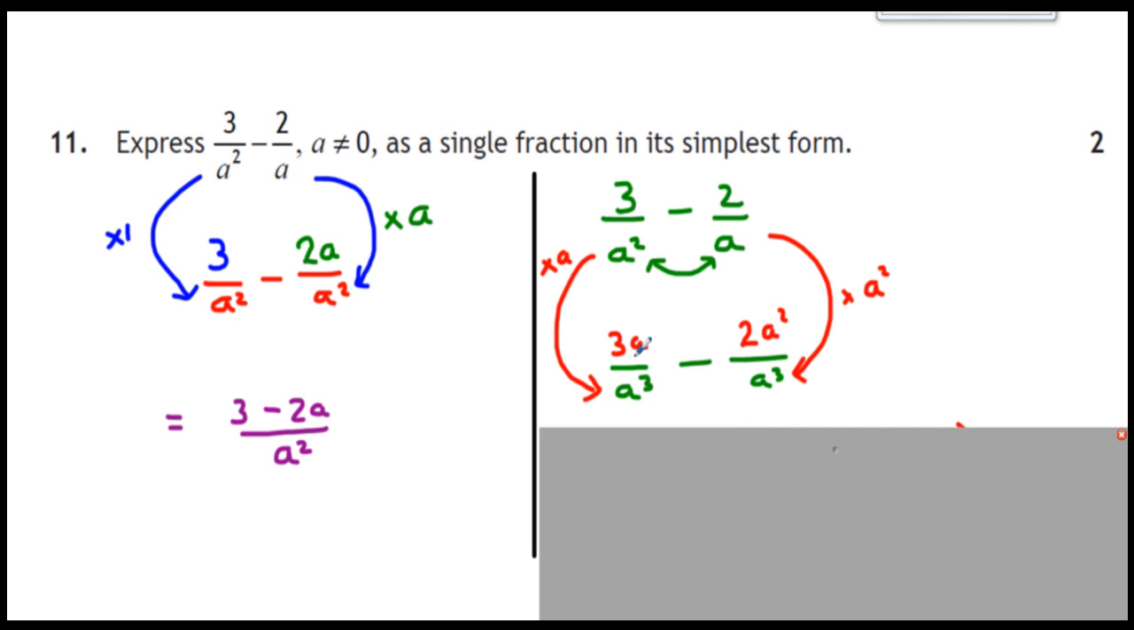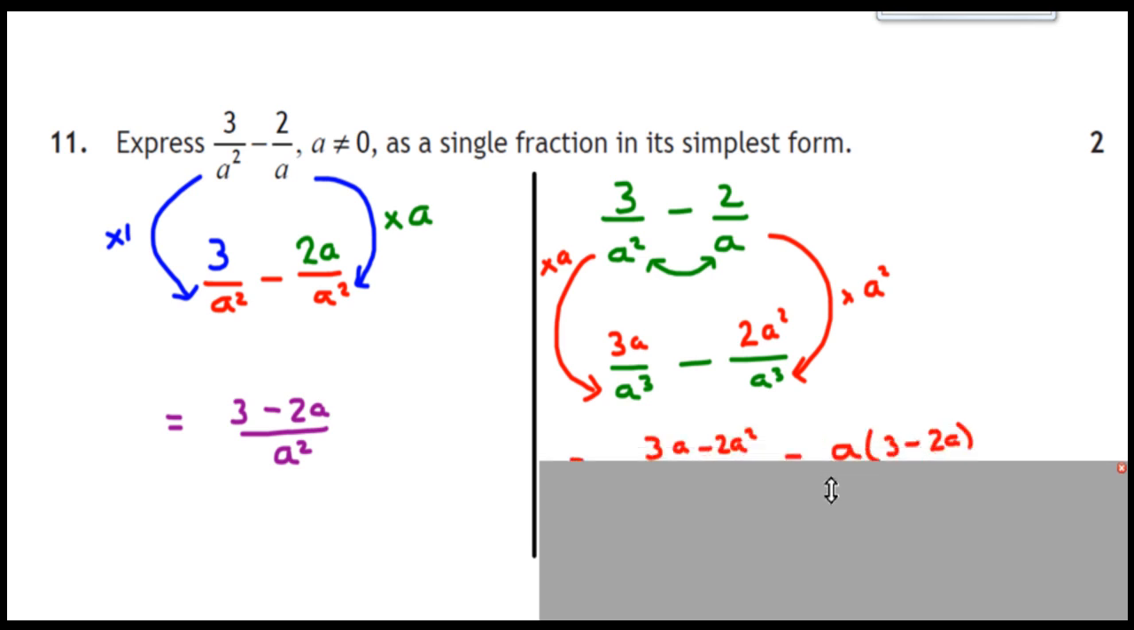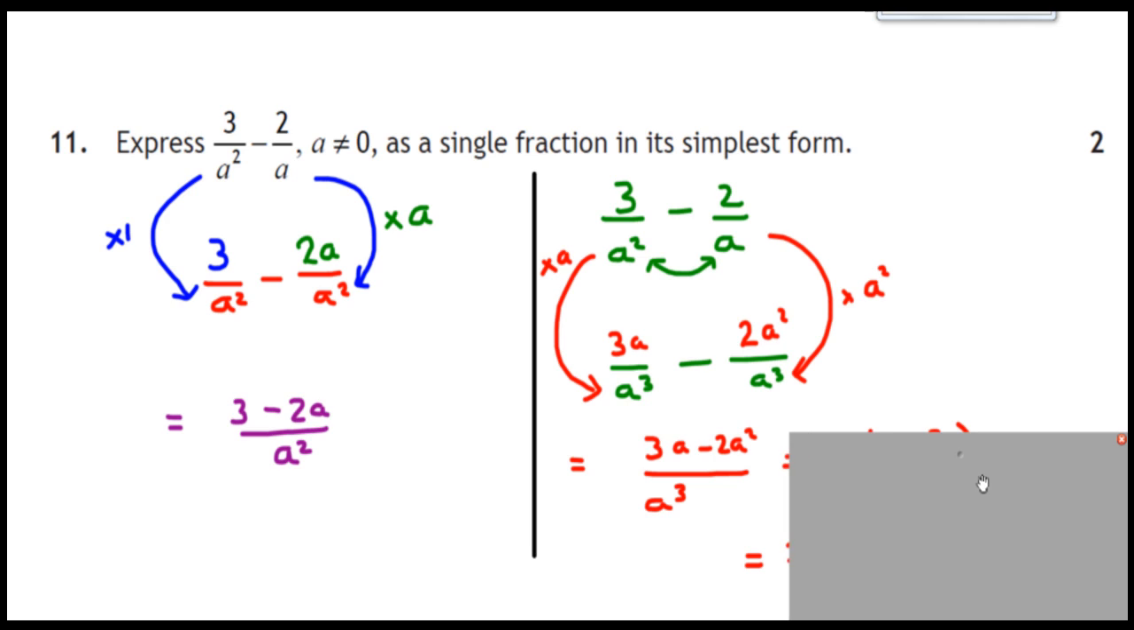Do the same thing here, a multiplied by what gives me a cubed, I've got to multiply by a squared. Do exactly the same to the numerator, keep your fractions fair. So it's 2a squared. I've now got the same denominator, so I can simply add or subtract the numerators. And when I do that, I get 3a minus 2a squared divided by a cubed.